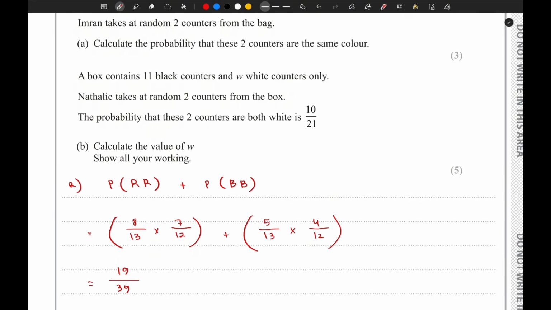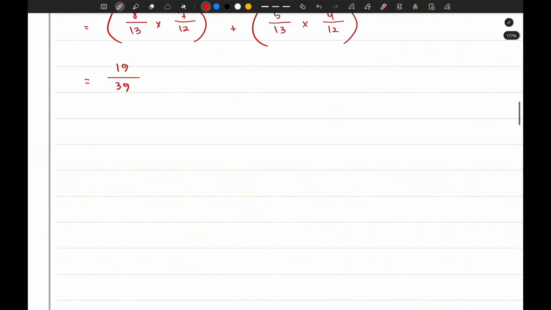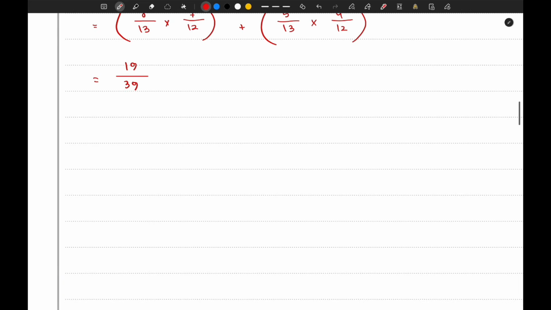Now moving on to the second part. A box contains 11 black counters and W white counters only. So the total number of counters is 11 plus W. Now Nathalie takes at random 2 counters from the box. The probability that these counters are both white is 10 over 21. Calculate the value of W.